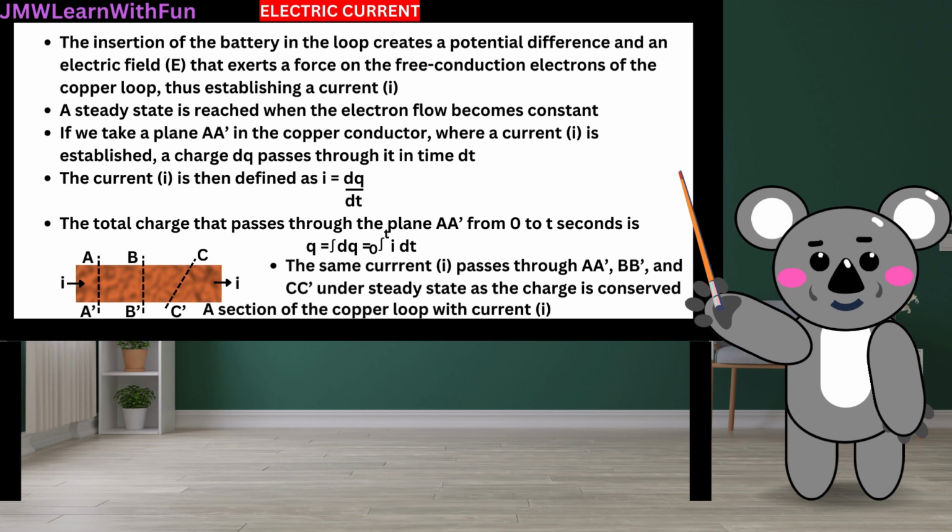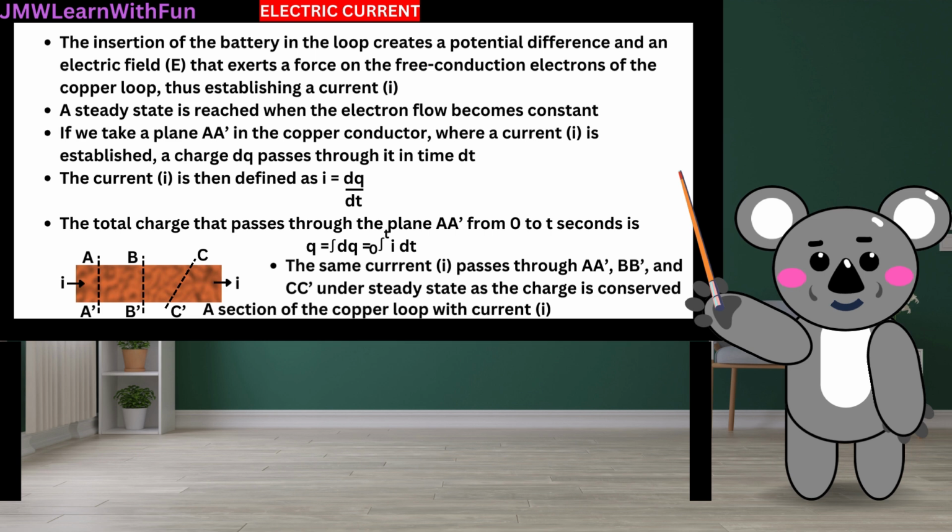The insertion of the battery in the loop creates a potential difference and an electric field, E, that exerts a force on the free conduction electrons of the copper loop, thus establishing a current, I. A steady state is reached when the electron flow becomes constant. If we take a plane, A prime, in the copper conductor where a current, I, is established, a charge dq passes through it in time dt.